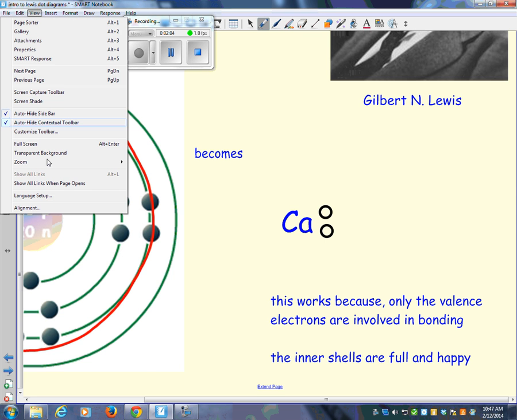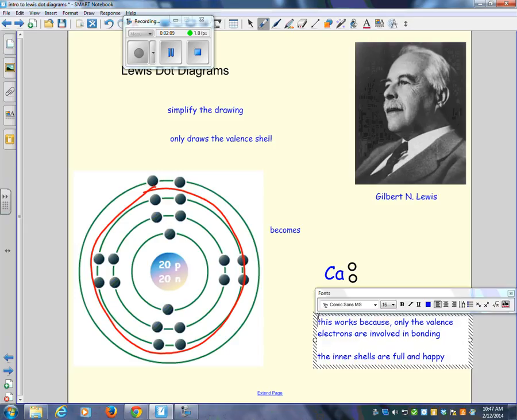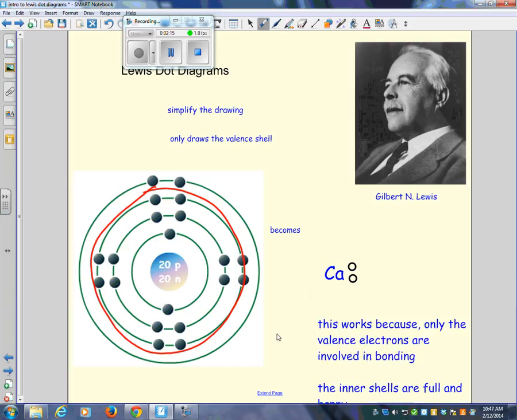Here's what I'm going to do, because that zoomed in way too much. I'm just going to make this bigger. There, that's better. Okay, does that make sense?